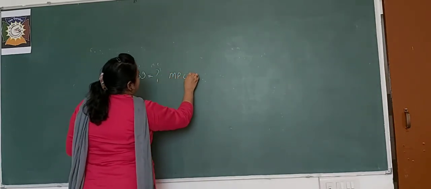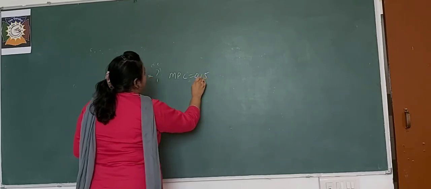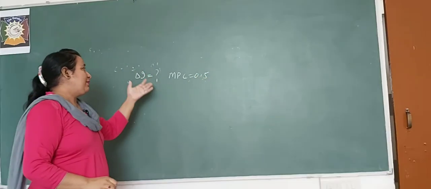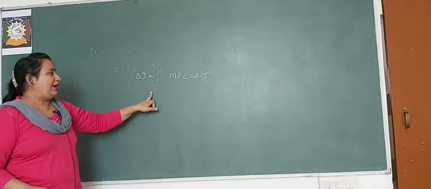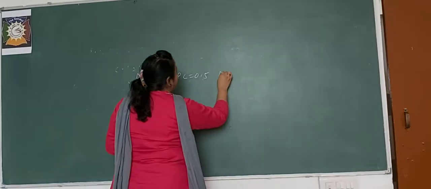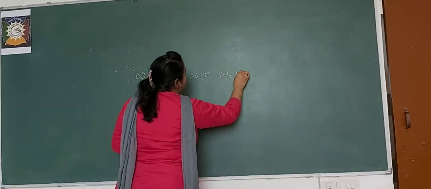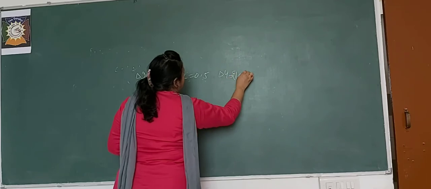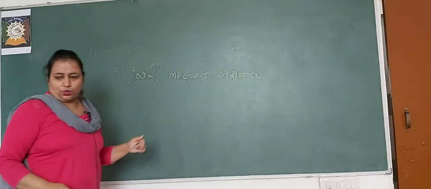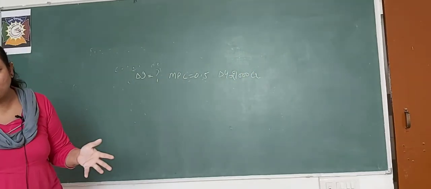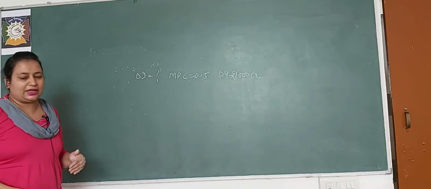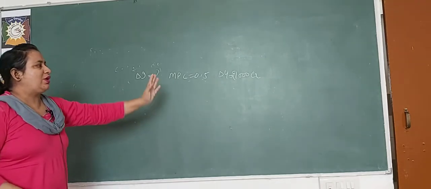MPC is equal to 0.5. What is MPC? 0.5. Investment you have to find, and additional income you got. How much additional income did you get? Rupees 1000 crore. This is the question. What you have to do? You have to find how much investment must have been made.